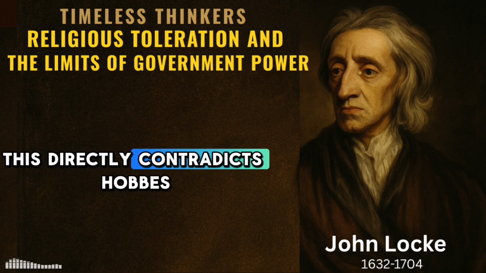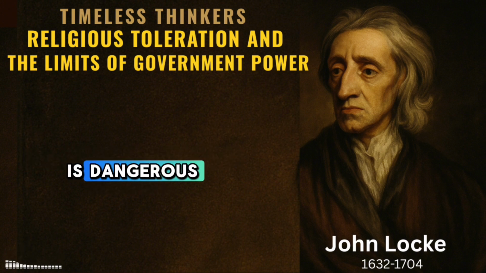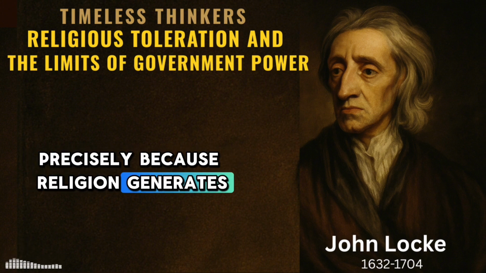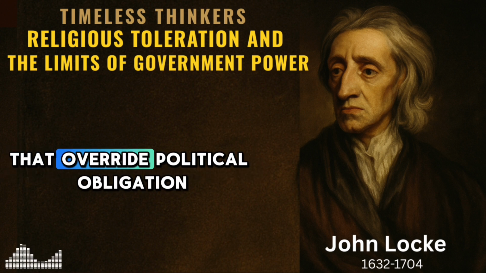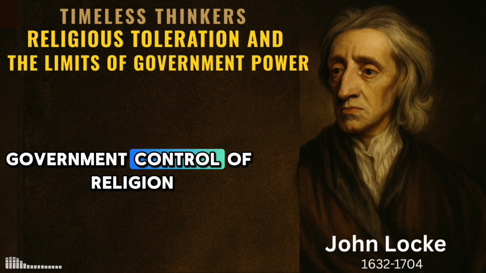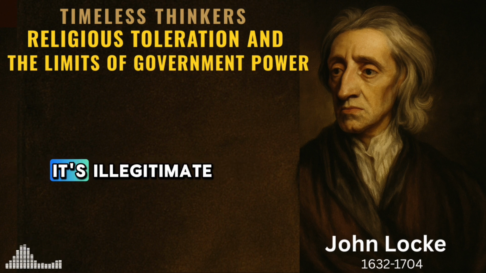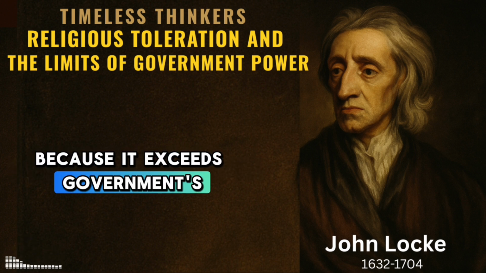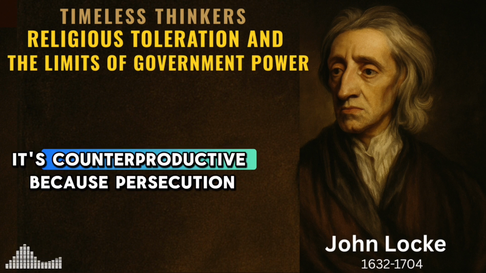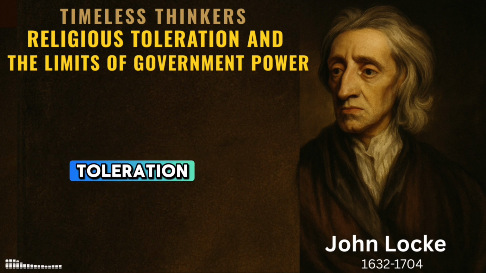This directly contradicts Hobbes. For Hobbes, religious division is dangerous precisely because religion generates passionate commitments that override political obligation. Only sovereign control of religion can prevent religious civil war. For Locke, government control of religion is both illegitimate and counterproductive. It's illegitimate because it exceeds government's proper authority. It's counterproductive because persecution creates more instability than toleration.